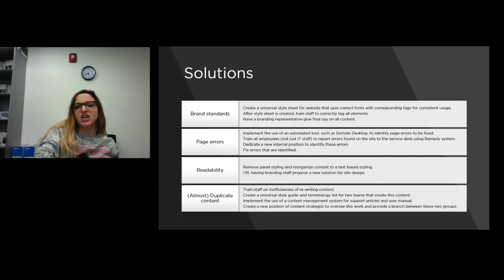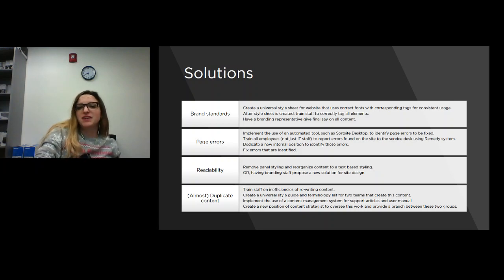Issue 2, page errors. After interviewing the staff that actually gets the content onto the web, I found that many did not know any errors even existed. This is due to a staffing issue. The staff is mostly underwater and can't get content out as quickly as it's created. They do not have a dedicated resource looking to identify these errors. So, the easiest solution is to get more resources.